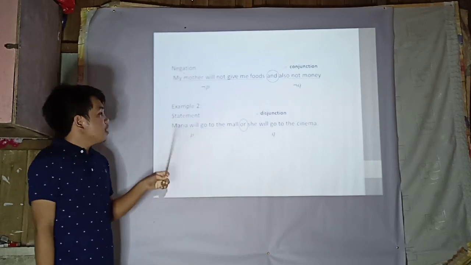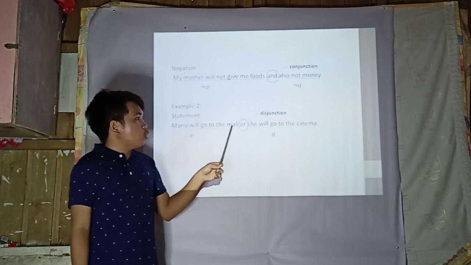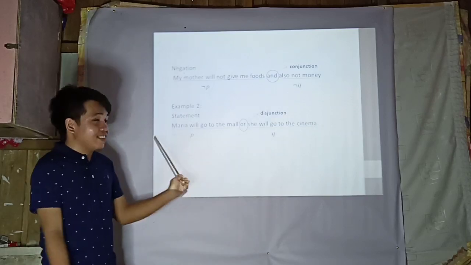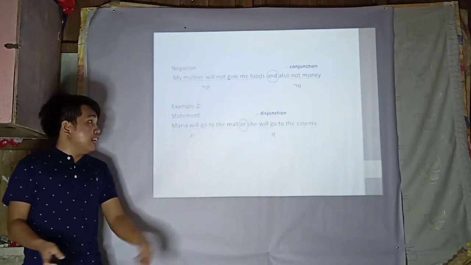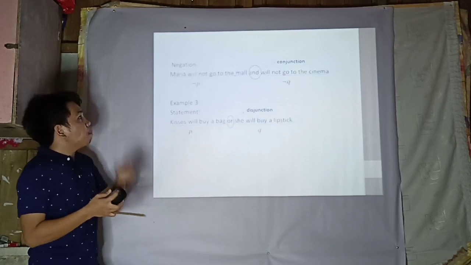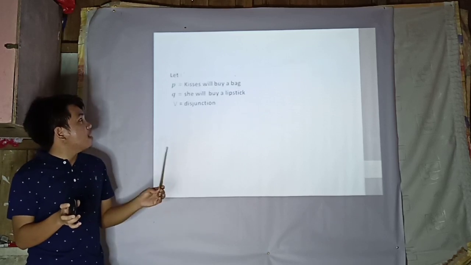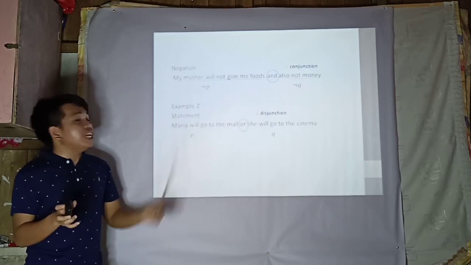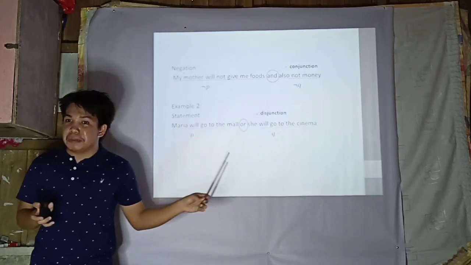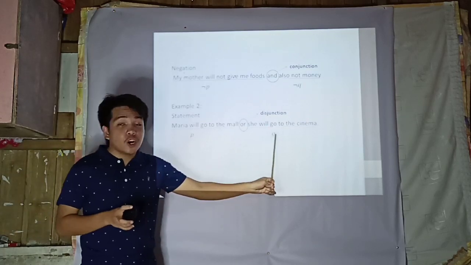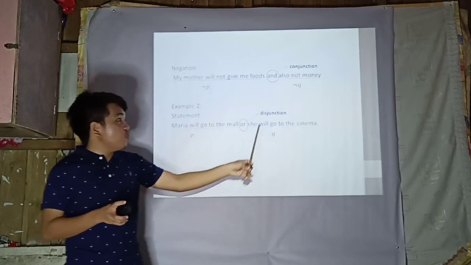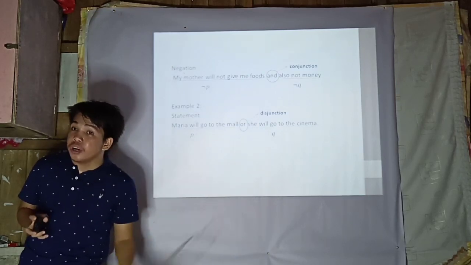Okay, statement. Maria will go to the mall or she will go to the cinema. Okay, that is the statement. Let us find first the statements P and Q. So here for P, Maria will go to the mall. So that is statement P. And Q, she will go to the cinema. And the logical operator used is the disjunction. Then the disjunction denotes an or statement.